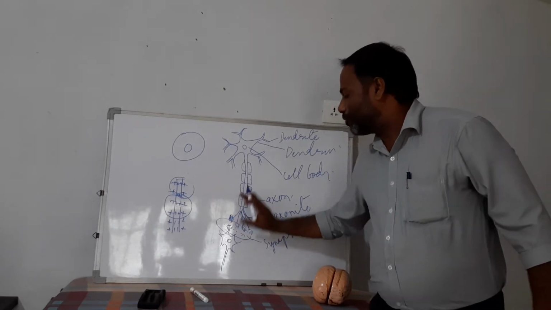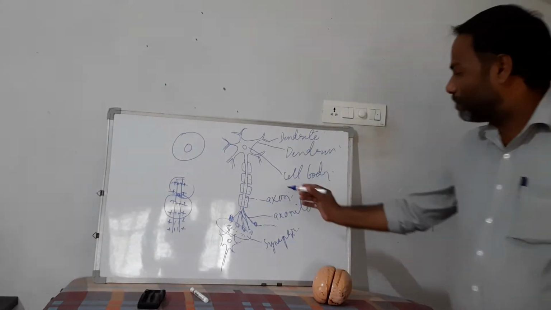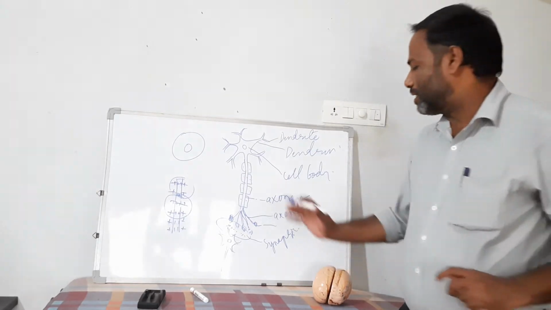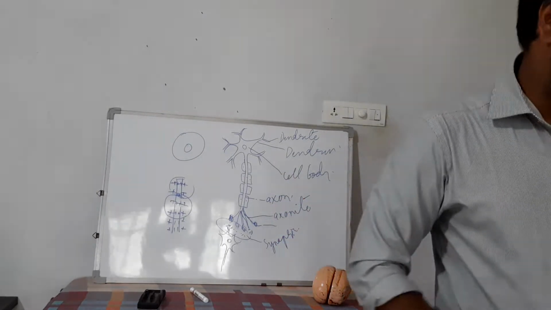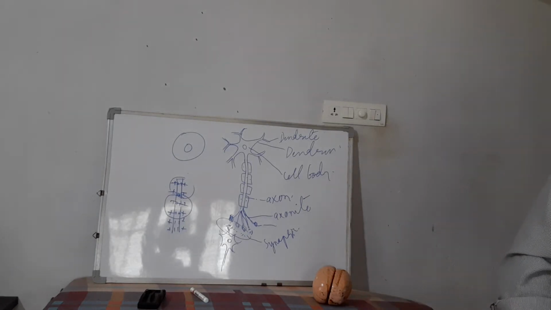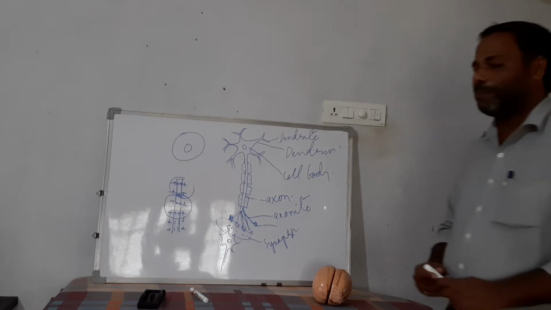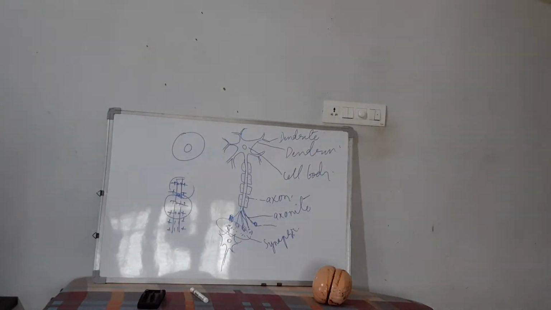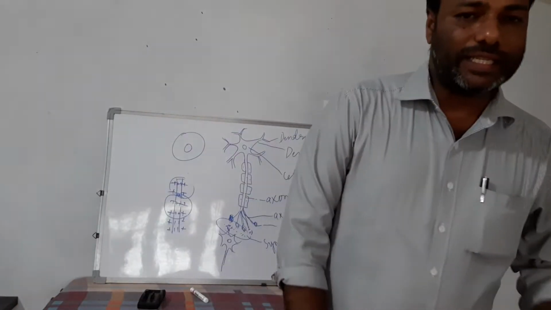A synapse is sometimes between two nerve cells, here it is between two nerve cells. Sometimes between a nerve cell and a muscle cell. Sometimes gland cells: between a nerve cell and a gland cell this synapse is also possible. Understand? Then there are two types of nerves. One is the sensory nerve or neuron, and another one is the motor neuron.